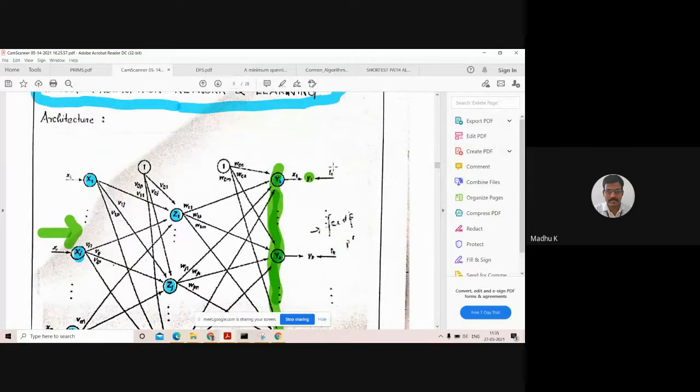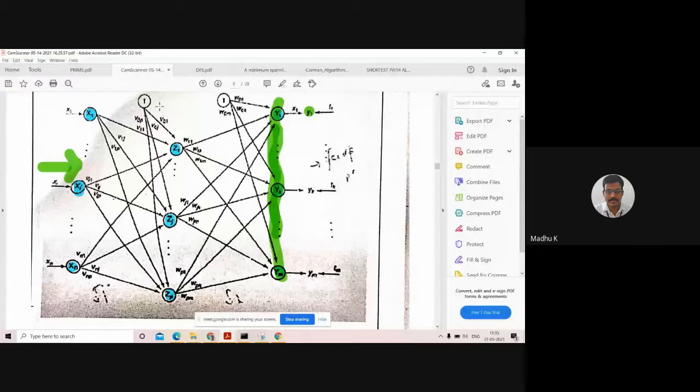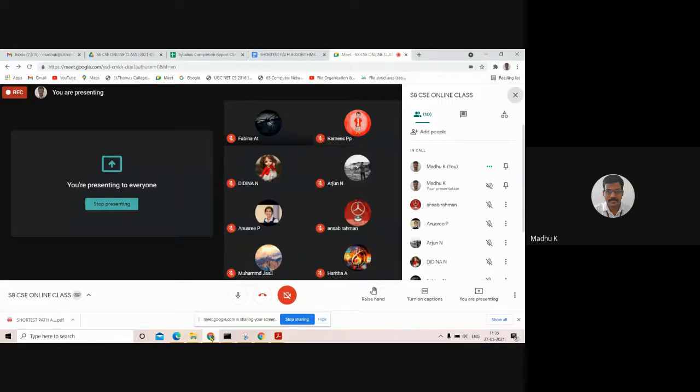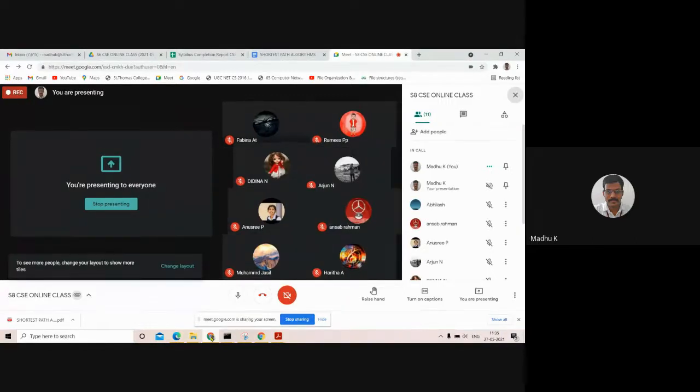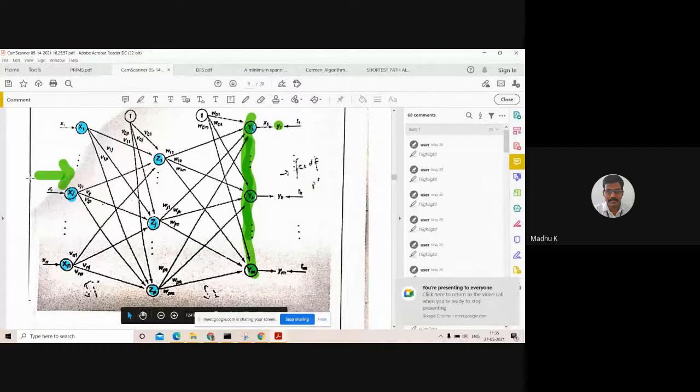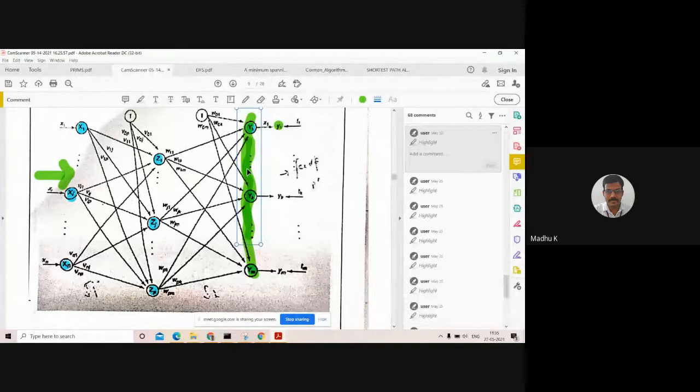Anyway, this is the architecture of back propagation network, and the training algorithm consists of 3 phases. The first phase is called the feed forward phase. What is the feed forward phase? We will apply an input and we will calculate the final output. That is the feed forward phase.